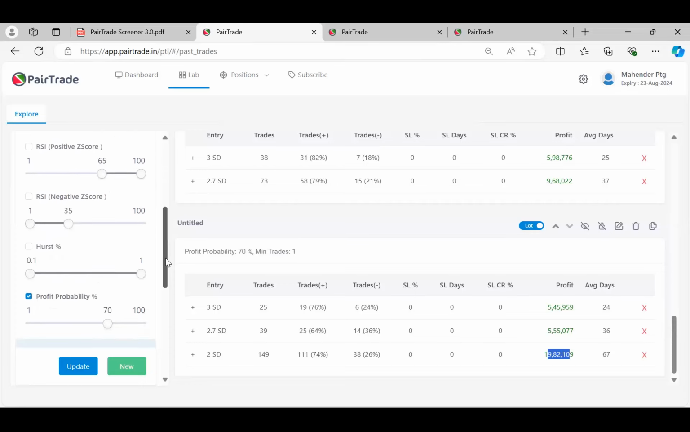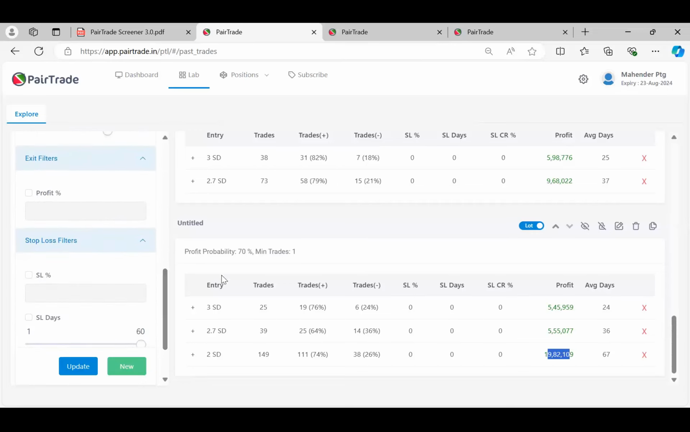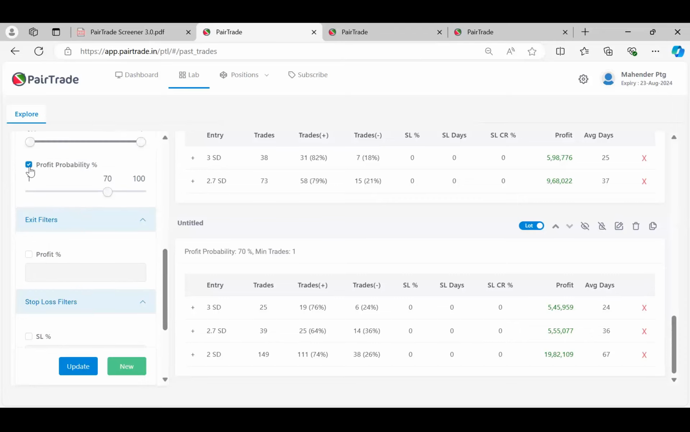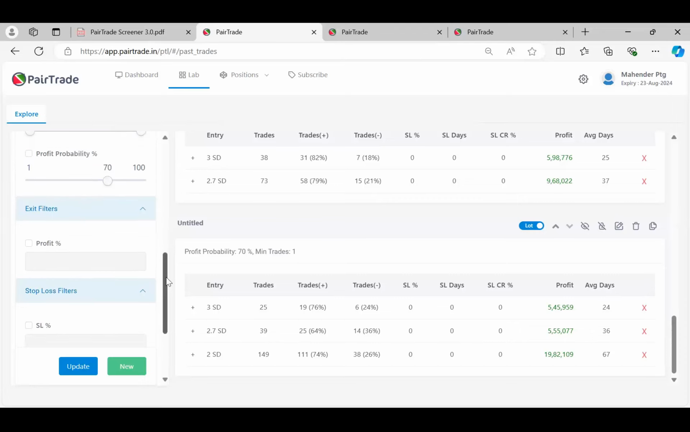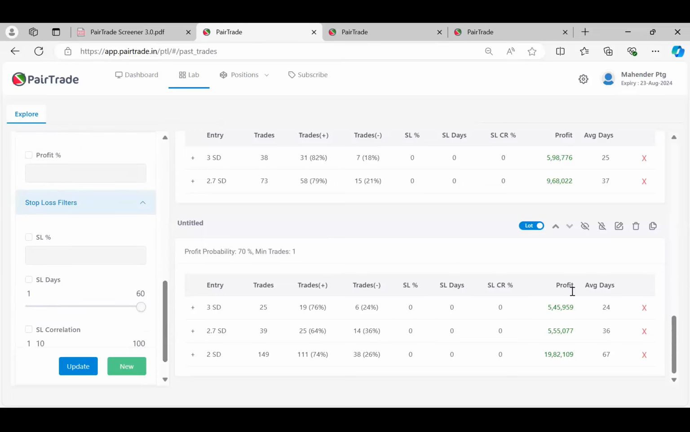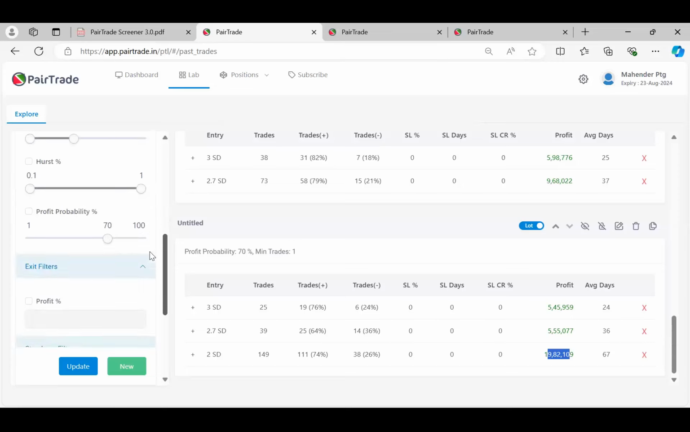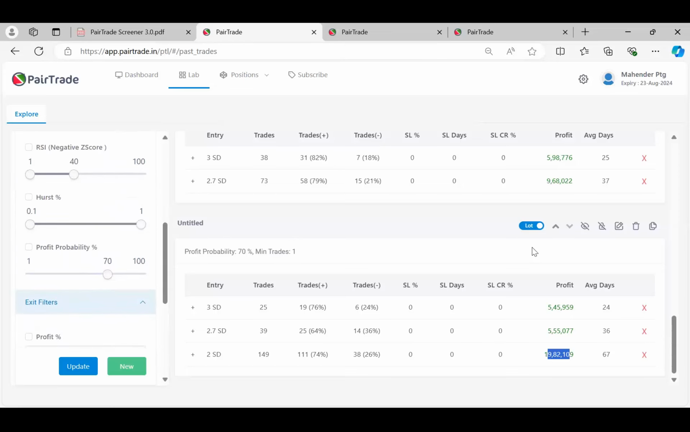Now coming to the exit filters. Here I will just remove the profit probability also. Our goal should be to generate an equal amount but with fewer trades. That would be the trick here. When you are generating the same amount with fewer trades, that means your margin requirement is coming down and per trade income is also going up. That should be the basic idea in changing the settings and looking at what kind of output we are getting.